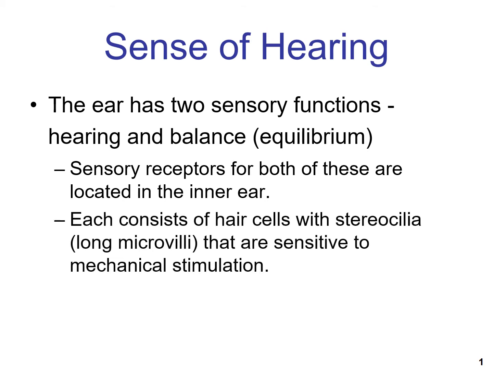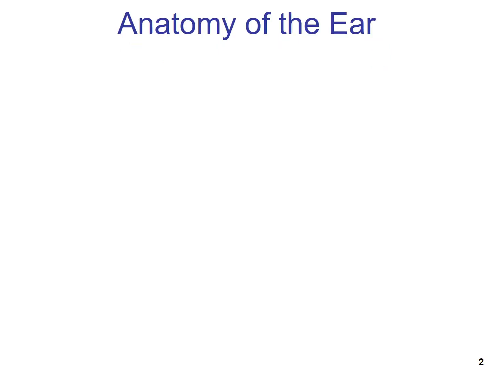What these share in common is that each of them has hair cells that have what are called stereocilia, and these are long microvilli. These are extensions of the cell membrane, but they are sensitive to mechanical stimulation, so they're going to be sensitive to any sort of movement of the fluid around them. So this makes them mechanoreceptors.